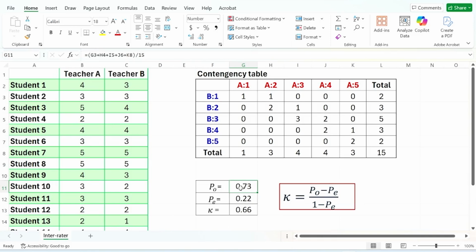Okay, I want to show you how to get this PO. Basically, you take where they agree, the number of agreements. Both markers give 1 point. Both markers give 2 points. Where they agree, you add all those together. This is called the observed. Where they agree, you divide it by the total, which is 15 students. Right? 15 students there, and you will get the PO.